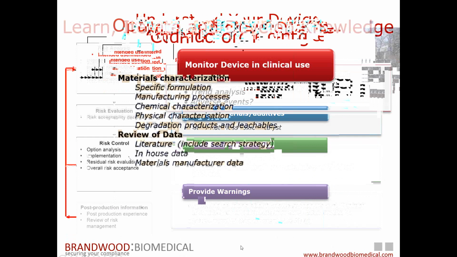We will need to as well include the review of external data, what we've looked at in the literature, include the search strategies that we've used to search the literature and locate data. It's always important to include the search strategy in a literature review so that anybody who's reading or reviewing your report can understand and be clear that you've been objective and comprehensive and appropriate in the selection of literature. We may include our own in-house data, and we may include data we've obtained from the materials manufacturer.